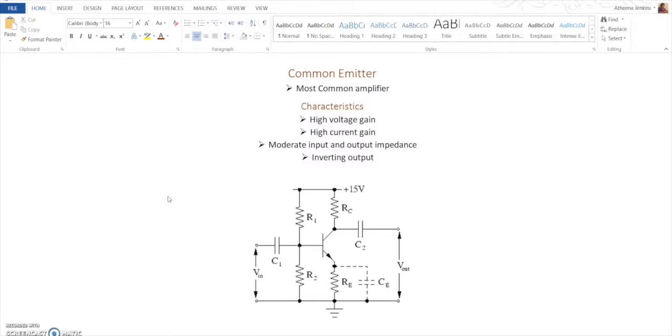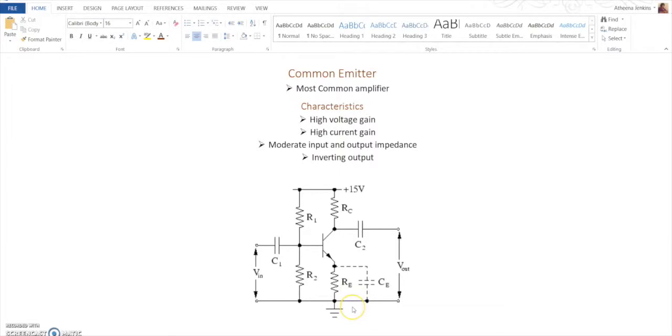Here we have a generalized configuration for a common emitter amplifier and a voltage divider that biases the voltage for the base of the transistor, and the second set of resistors dictate the current gain as well as the voltage gain. Typically, the voltage gain is equal to the ratio between the resistor at the collector and the resistor at the emitter.